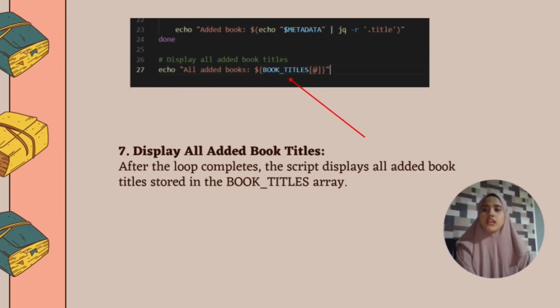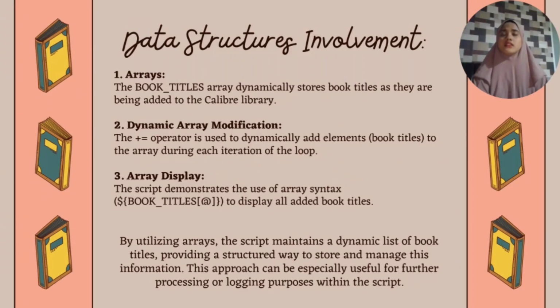Lastly, display all added book titles. After the loop completes, the script displays all added book titles stored in the book title array. Next, this is a list of data structures involved. First is array, second is dynamic array modification, third is array display.